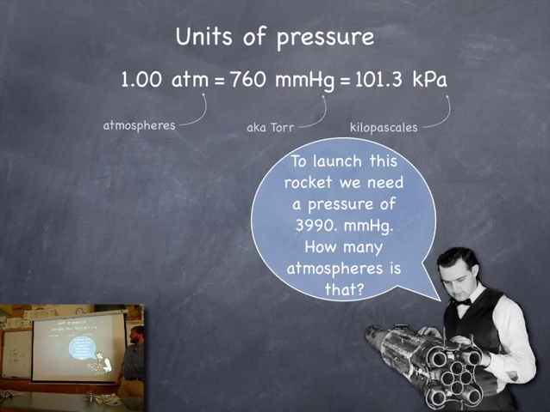So to launch the rocket, we need a pressure of 3,990 millimeters of mercury. How many atmospheres is that? Figure it out. Grab your calculator. I'm asking you to convert 3,990 millimeters of mercury into atmospheres. 5.62.